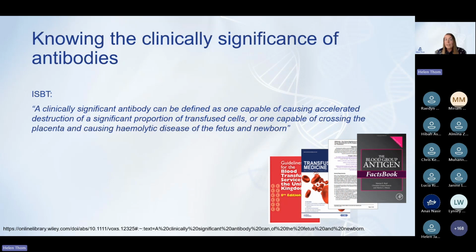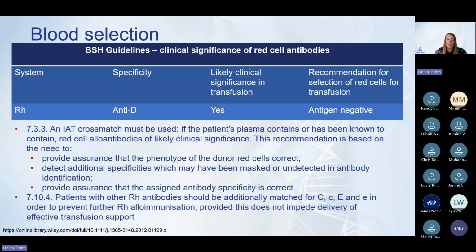So it's useful to know the clinical significance of your antibodies. So you've got different things here. I was a big fan of the antigen fact book when I was in the lab, would quite often be in there having a look. You've got various guidelines, and wherever you're from, you would have your country's guidelines if you're not from the UK as well. And a clinically significant antibody can be defined as one that's capable of causing accelerated red cell destruction or even HDFN. This is why it's important to exclude them.